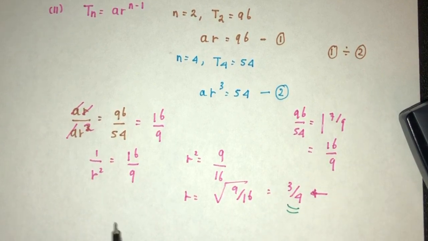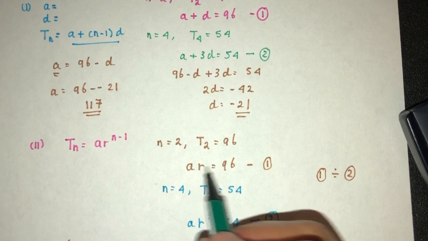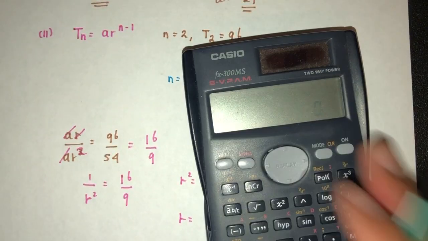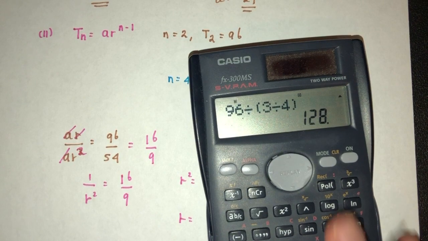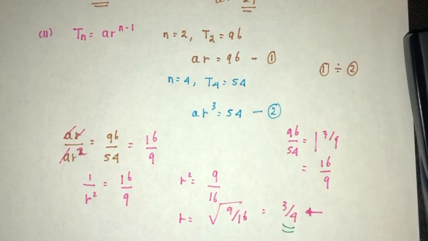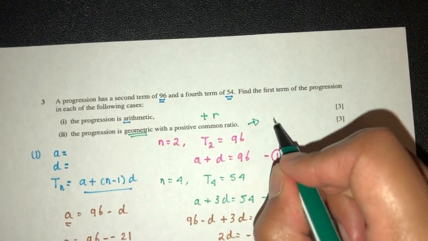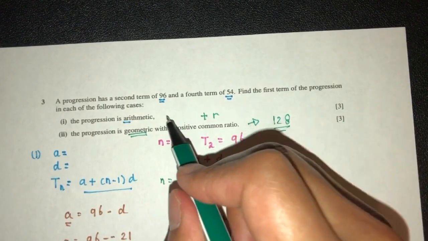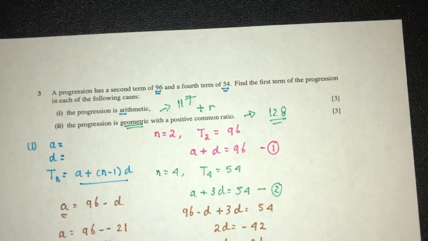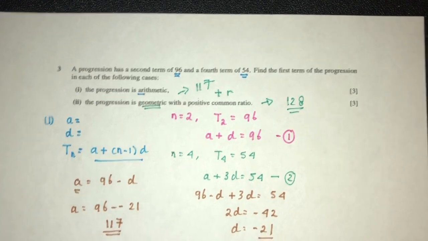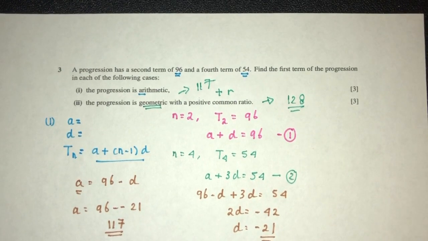However, we need to find the first term, a, which is equal to 96 divided by 3 over 4. As you can see here, a is equal to 96 divided by r. Let's see, what do we have? That should be 128. Okay, that will be part 2 of your answer here. That should be 128 as your first term, and this one is 117 as your first term. As you can see, step by step, solving equations simultaneously to find those values that we need to get your full marks.